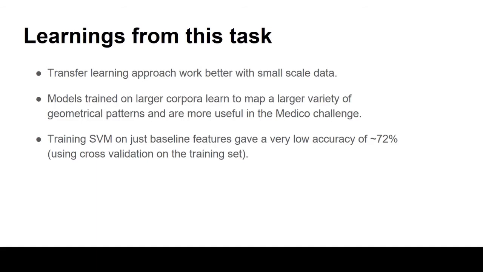One other experiment that we did using cross-validation on the training data showed that just the baseline features gave an accuracy of 72%, which was far less than what we obtained using the other two features. So maybe the hand-tuned baseline features are not as useful as the CNN-based features in this case, and this even further supports our claim that transfer learning could do better when compared to custom features in tasks like the Medico challenge with small amounts of data.